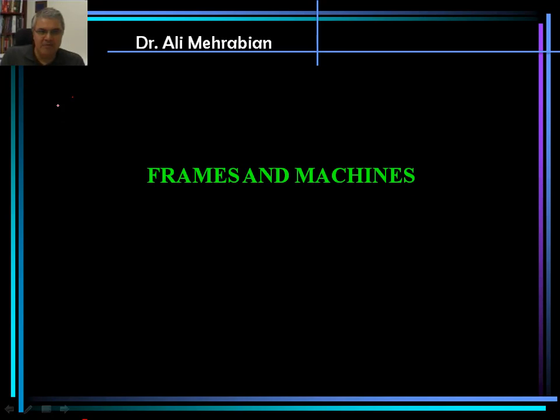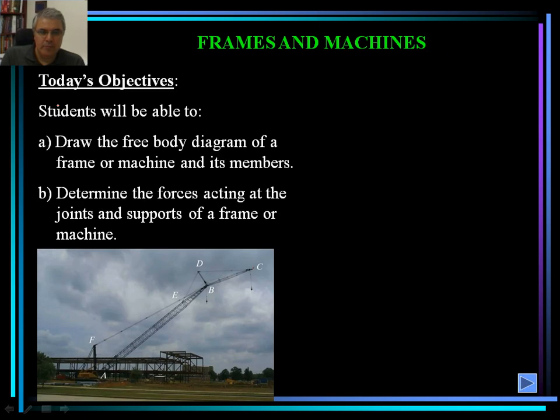Let us discuss frames and machines. Our objective is to draw a free body diagram of a frame and machine and its members, and also to determine the forces acting at the joints and supports of a frame or a machine. Of course, in the process, I'm going to introduce you to the differences between frames and machines.